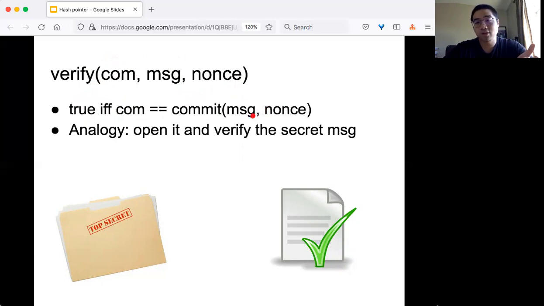So the analogy is that, okay, now I'm going to open it up, and then you can check the secret message inside. If it matches what I committed, then it's good. It returns true, otherwise it returns false. So now it's a good time to stop here to digest what a commitment is and how we use a hash function to realize this commitment scheme.